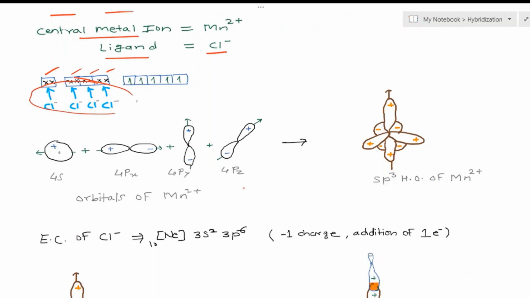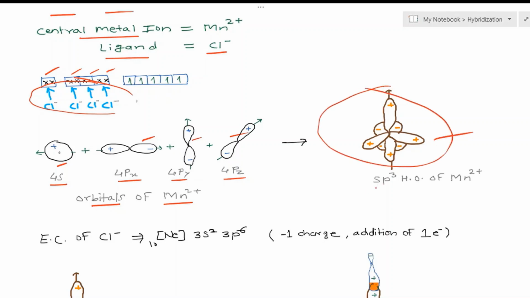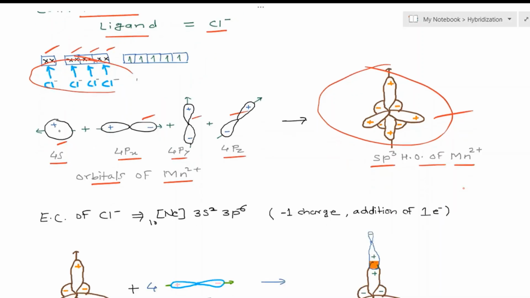The next step is to show sp3 hybridization, or the formation of sp3 hybrid orbitals, diagrammatically. The orbitals of Mn2+ involved are the 4s orbital, spherical in shape, and 4px, 4py, 4pz, all of which have dumbbell shape. These 4 atomic orbitals mix and redistribute themselves in a tetrahedral shape like this. This tetrahedral geometry is called the sp3 hybrid orbitals of Mn2+.